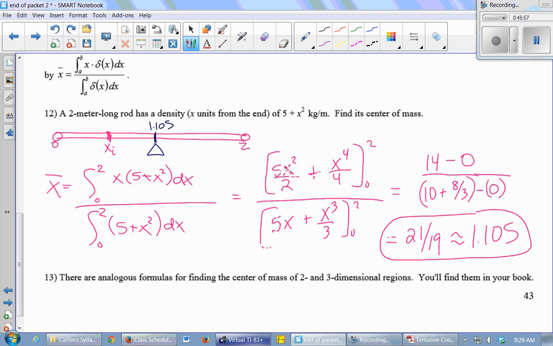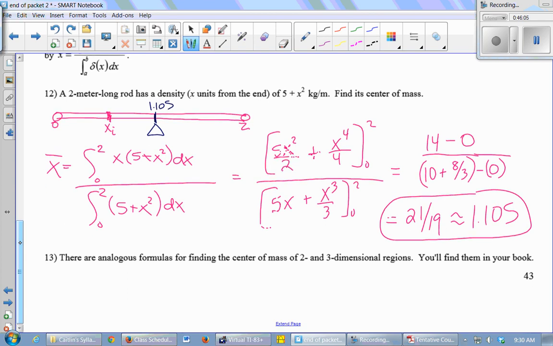So we have analogous formulas for finding the center of mass of a 2- and 3-dimensional region. You can find them in your textbook. I think I might have given you one homework problem about a 2-dimensional region. I won't put any of these on a test because I didn't cover them in class.